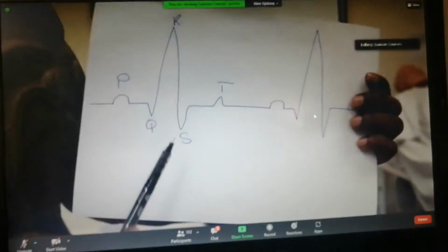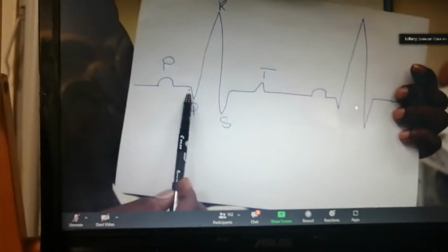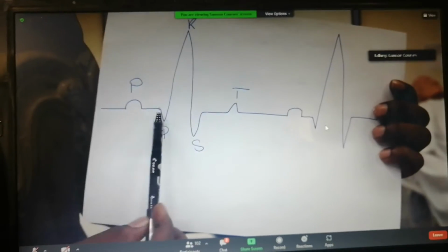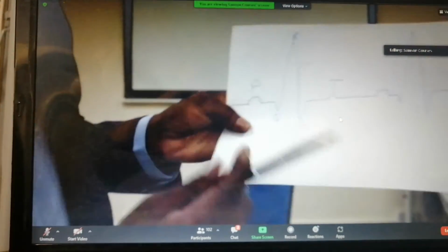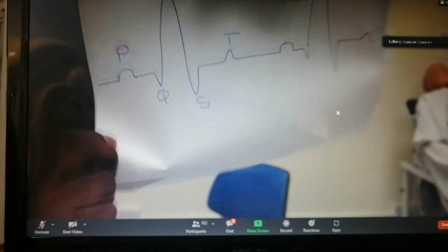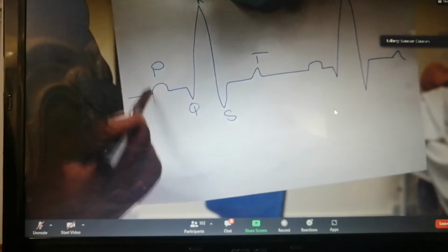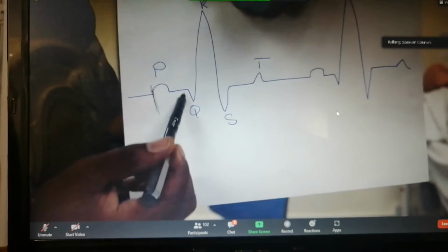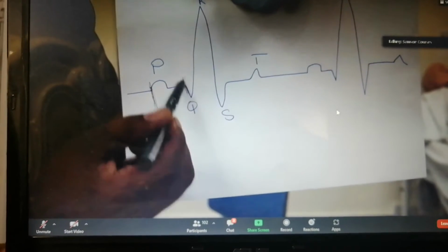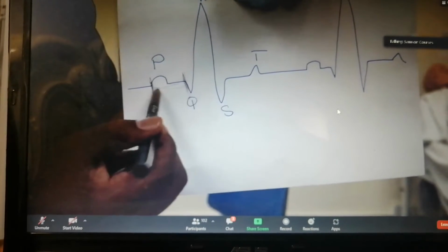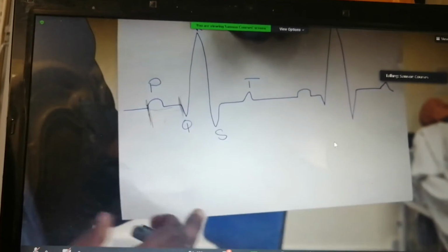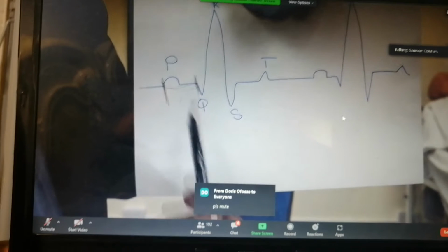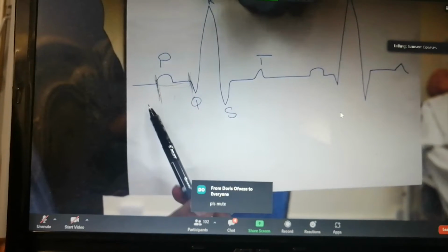The next thing that you need to be thinking about is the segments. So I've got the PR interval. The PR interval is obviously the distance from the beginning of the P wave to here, the beginning of the R wave or the Q wave. This distance, if it is too long, then we would say there is a prolonged PR interval, which is a first degree heart block. Okay?